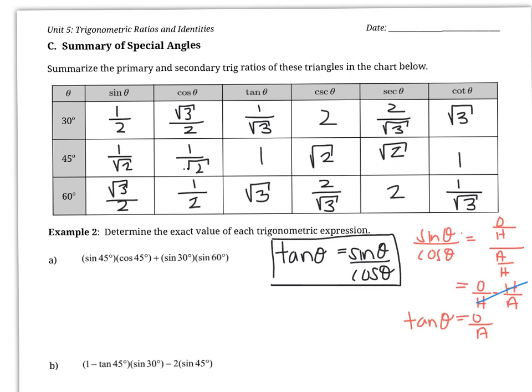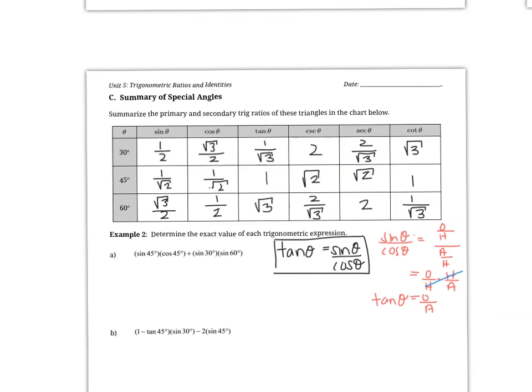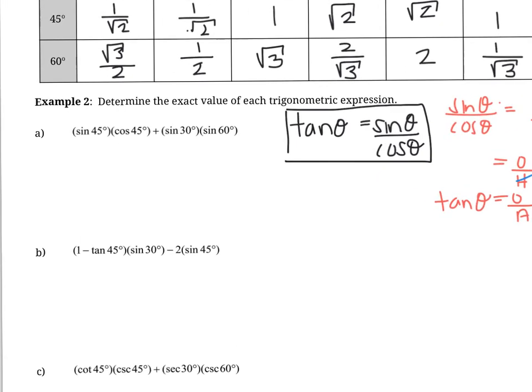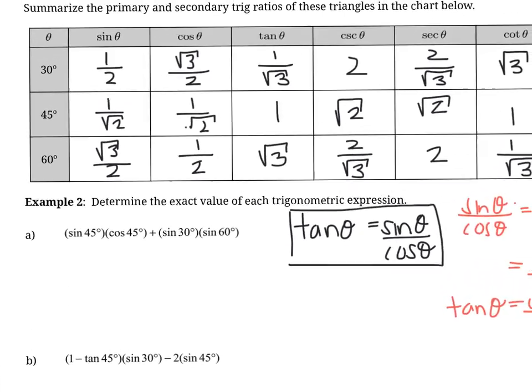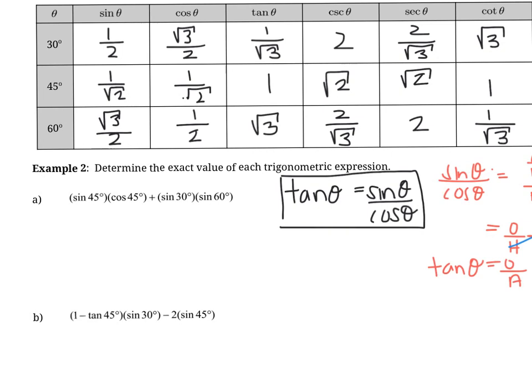So using the chart, we haven't gotten to the point that we can actually memorize these yet, so not a problem. We're going to use the chart when we need it. And let's start filling out these. So this is determine the exact value of each trig expression. We'll do one slowly together, and the rest of them I want you to try on your own and just check what the solutions are. So let's start with this first guy here.